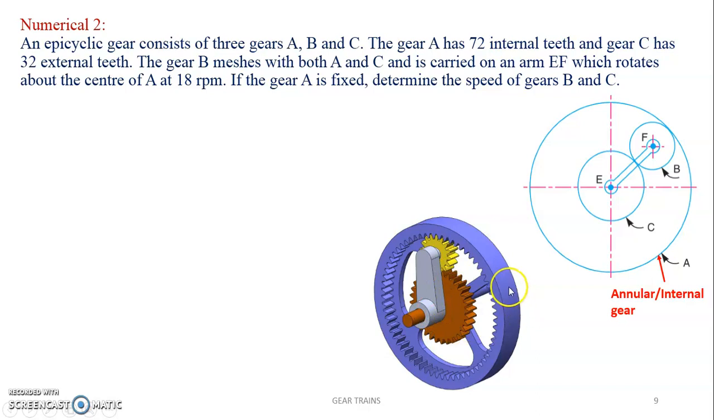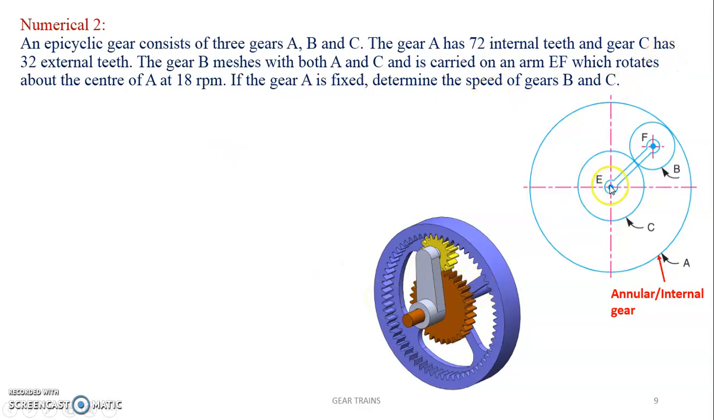Now gear A has 72 internal teeth. When I say internal teeth, that means it is the outside gear. The outside gear is gear A. Gear A is also known as the ring gear, annular gear, or internal teeth gear. Why? Because the teeth are cut on the inside, not on the outside. And then gear C has 32.